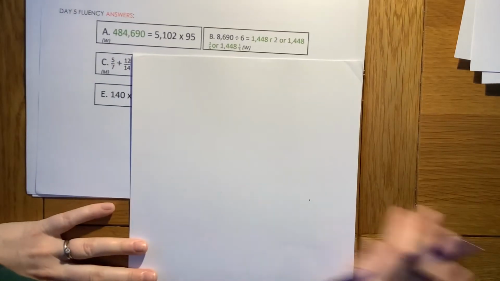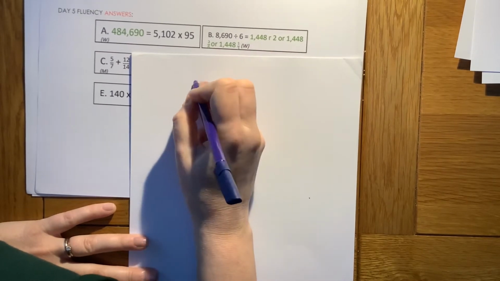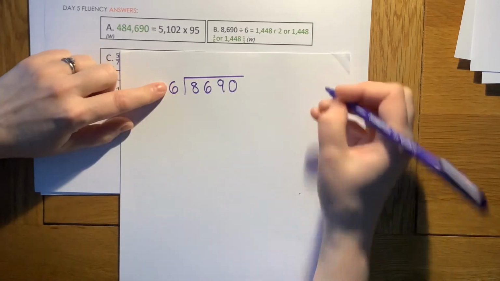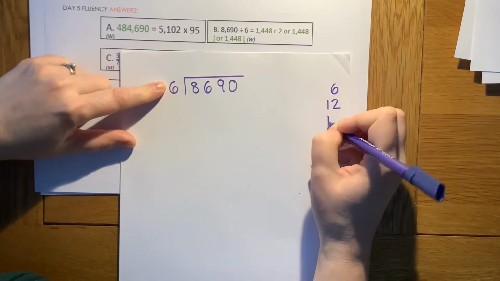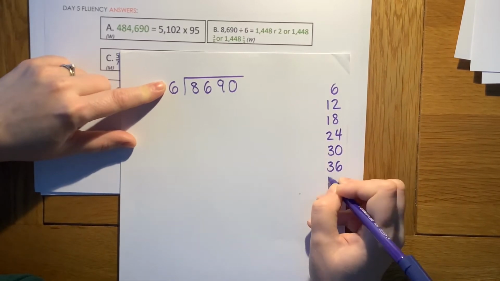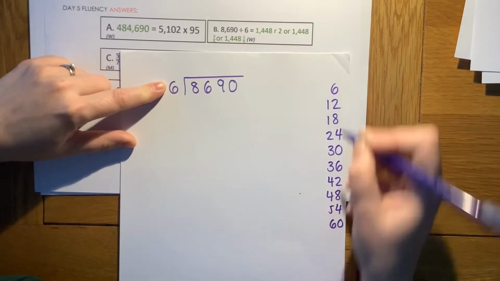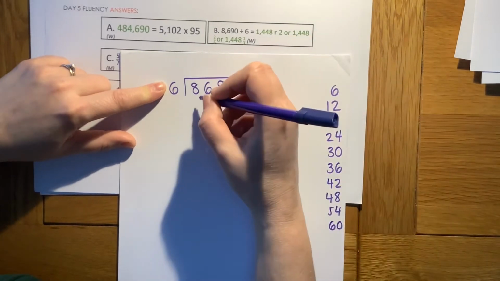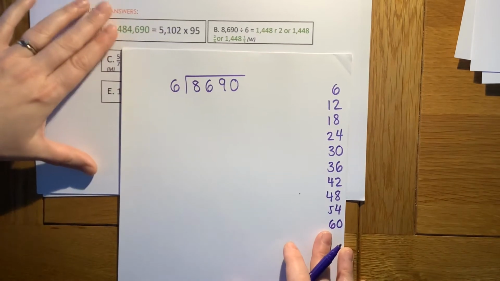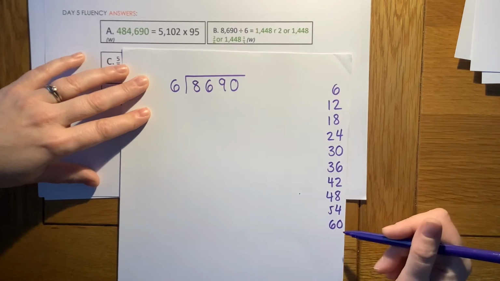So our dividend is 8,690 and our divisor is 6. So we need to know about the 6 times table. I do know my 6 times table, but remember, it's really helpful, if you don't know your 6 times table, to write it out. Even if you do, sometimes it's nice to have it there. If you make a mistake with this part, it's going to have a knock-on effect on the calculation. So you really need to know those tables, or at least be able to count in 6s quickly enough to write them down accurately.